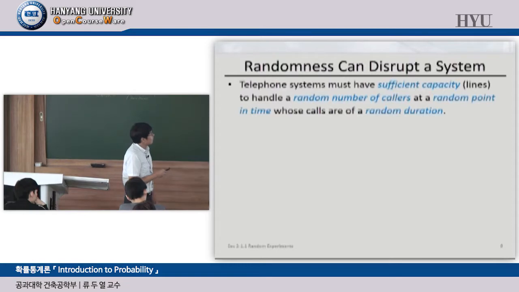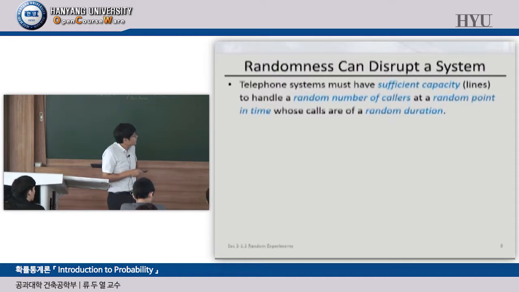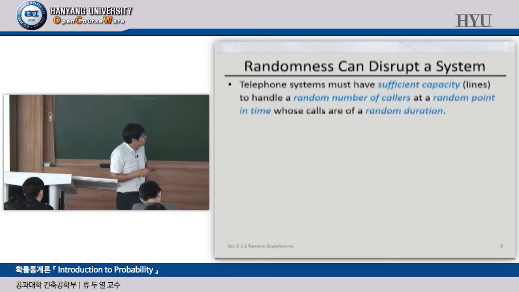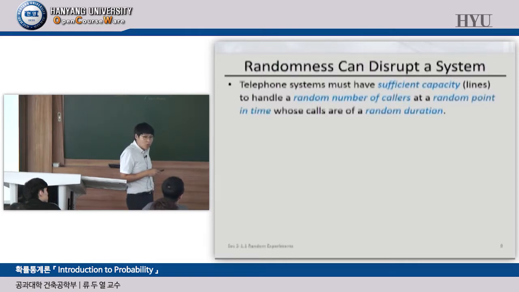And also, the randomness can disrupt a system. And this is the typical example. Telephone systems must have sufficient capacity, the number of lines, to handle a random number of callers at random points in time whose calls are of random duration, which means that we have to prevent blocked calls when a random number of calls arrive with random durations.